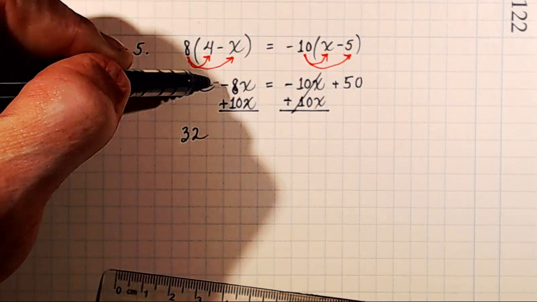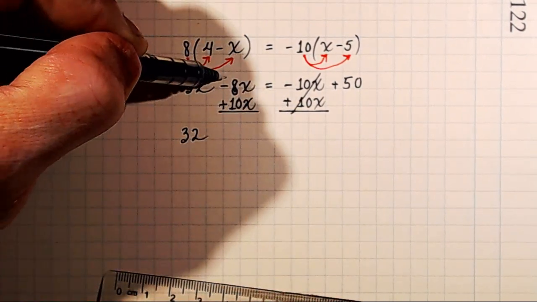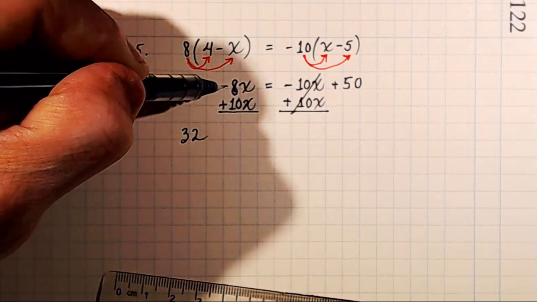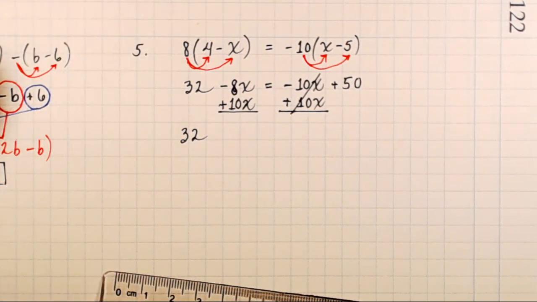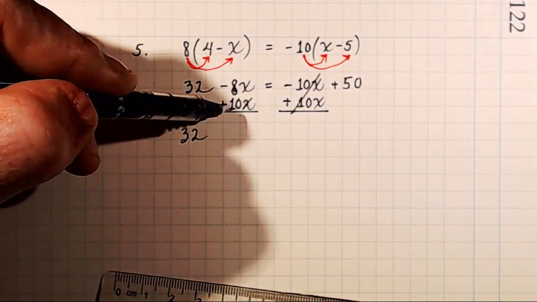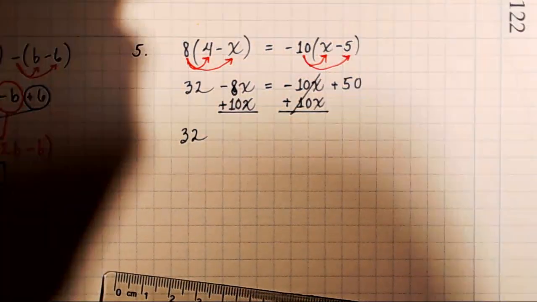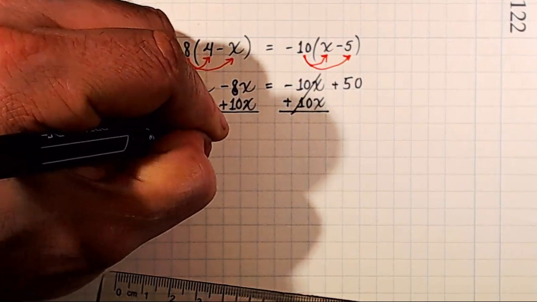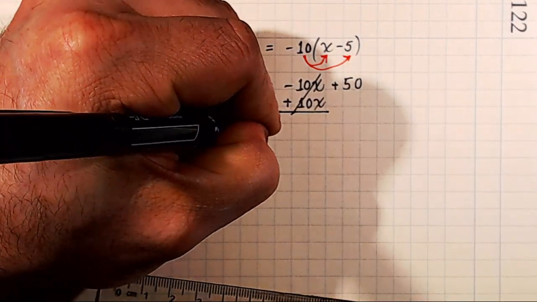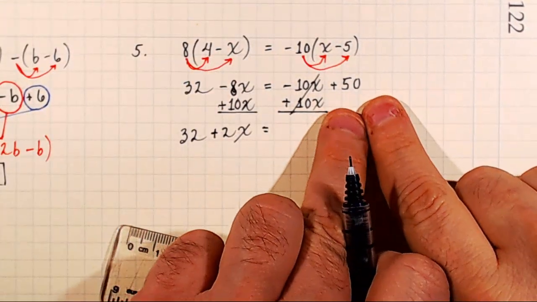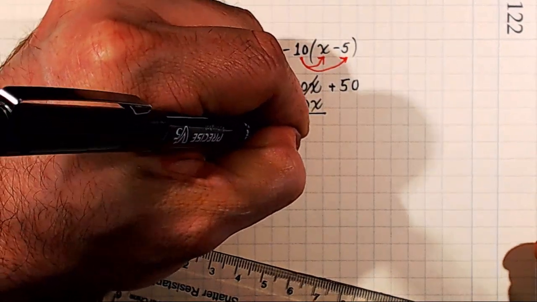Now we have to deal with this, negative 8x plus 10x. Well, again, you're going to add the coefficients, negative 8 and positive 10. And if you add negative 8 and positive 10, you come out with positive 2. And remember, they're coefficients with a variable, so it's positive 2x. So what we'll do is write plus 2x equals. Now the only thing left on the right side of the equal sign is this 50, so we'll write 50 right here.